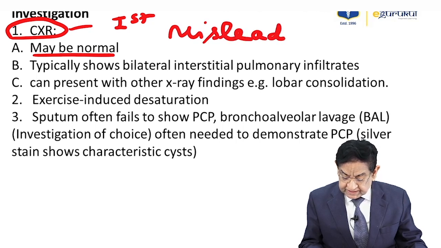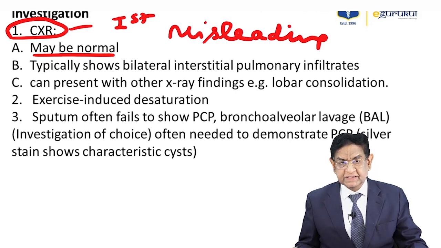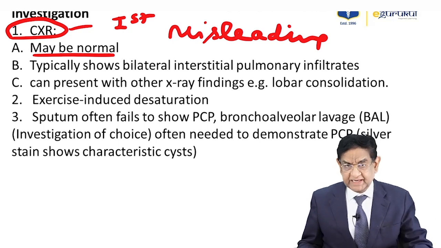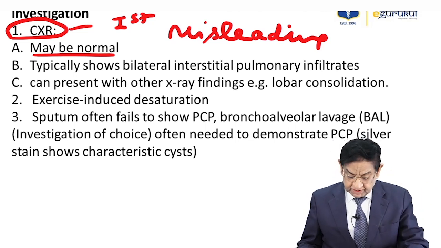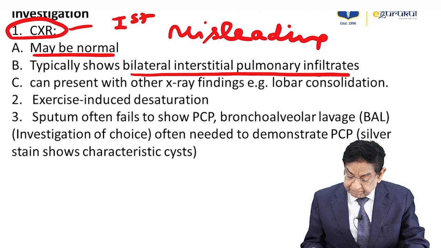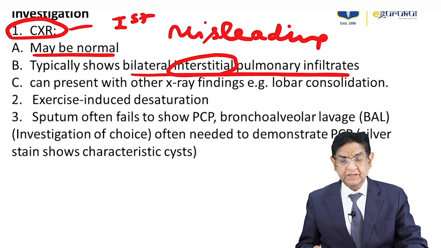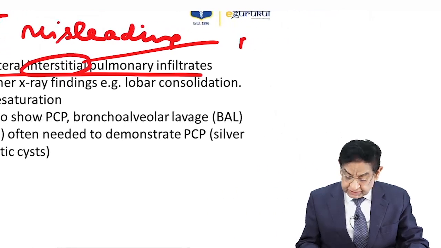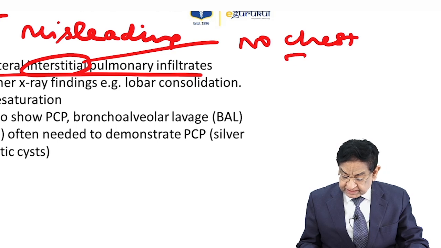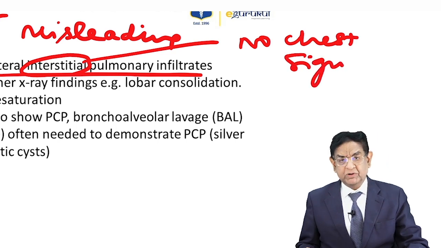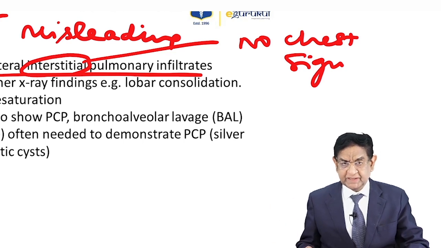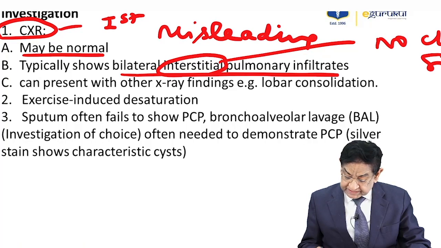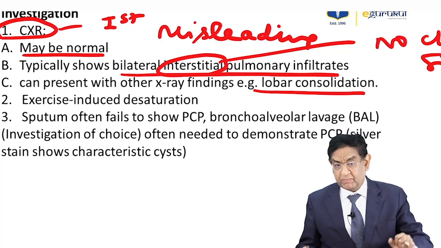Misleading in the sense that if the treating physician is not aware that this patient has HIV and that pneumocystis carinii infection is common, then with no clinical finding and a normal chest X-ray it can be misleading. Otherwise it may show bilateral interstitial pulmonary infiltrates. This word is important. The primary pathology is in the interstitium. That's why there is no chest sign. The pathology is not in the alveoli. It is in the interstitium between the alveoli, the empty space. Very rarely lobar pneumonia etc. can occur, but they are very uncommon.